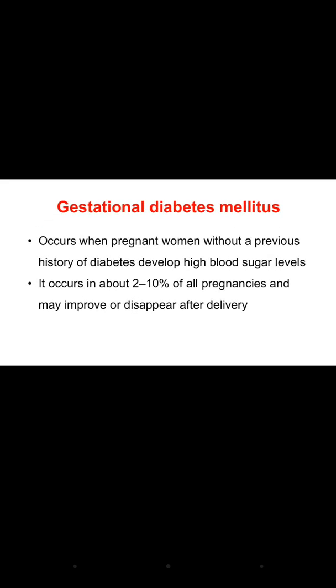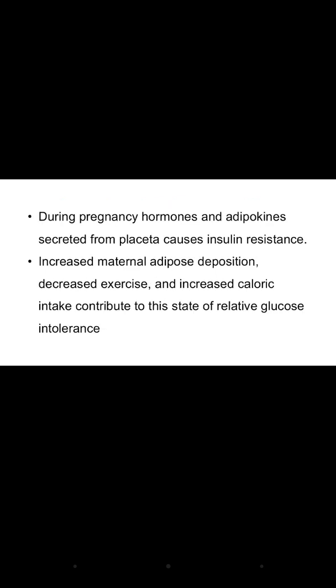Now what is gestational diabetes mellitus? Gestational means related with the gestation, right? So it is related with pregnancy. It occurs when a pregnant woman without any previous history of diabetes develops high blood sugar levels. It is diagnosed first time in pregnancy, and because of pregnancy only the woman is having diabetes mellitus. It occurs in about 2 to 10% of all pregnancies and may improve or disappear after the delivery.